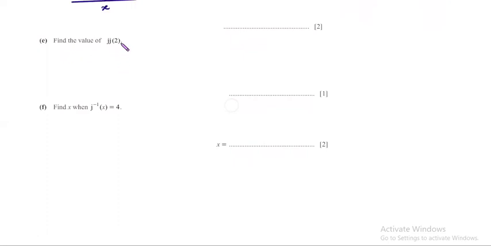Find the value of j j 2. The meaning of this is, first you need to find, when you send in this 2, we are going to send in 2 inside a function machine. The function machine is the j of x function machine. The output that you get here is sent inside another function machine of the same kind. Then they are asking for the final output.